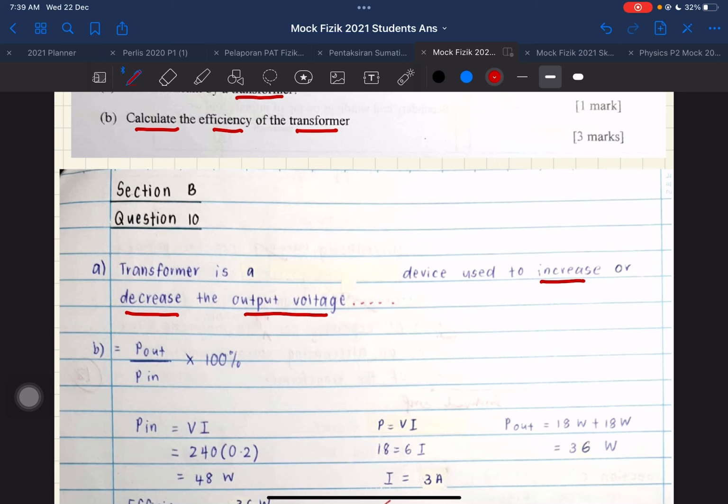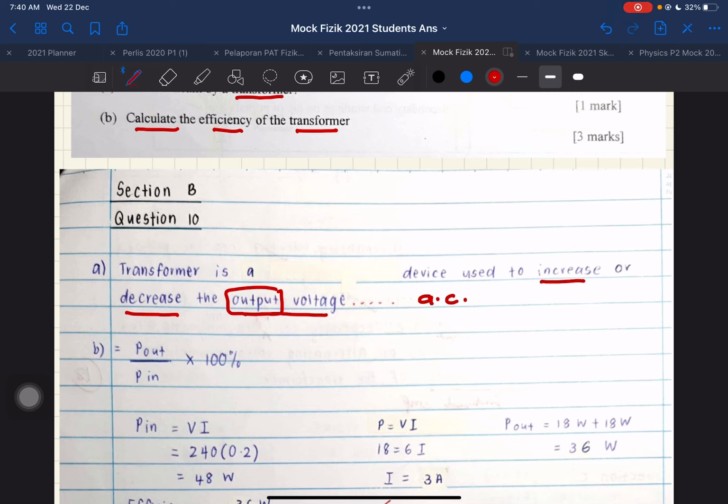In this case, I don't give a mark because I want my student to write another important keyword, which is alternating current voltage. So it is good to write like that: a transformer is a device used to increase or decrease alternating current voltage. The word output here is not that important. The more important words are alternating current voltage.